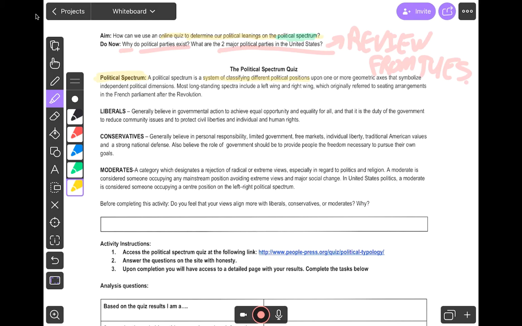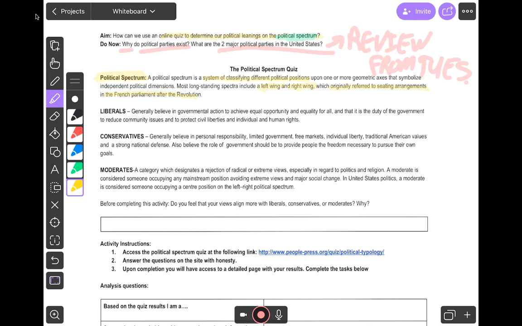Most of the spectrums we look at include a left wing and a right wing. This comes from the seating arrangements in the French Parliament. There was considered a left wing of the Parliament, which was seen as more liberal, and a right wing of Parliament, which was seen as more conservative, and those terms have become used in discussing political spectrums in modern times as well.